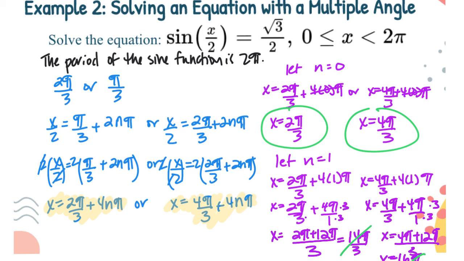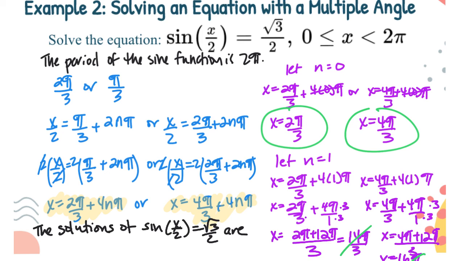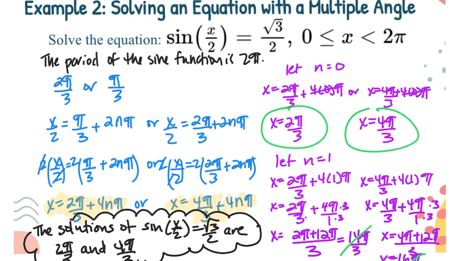So when we state our solution, we can say the solutions of sine x over 2 equals square root of 3 over 2 are 2 pi over 3 and 4 pi over 3. So notice how we tested n equals 1 to see if those solutions were viable, but we noticed that they're greater than 2 pi, so we can't use them.